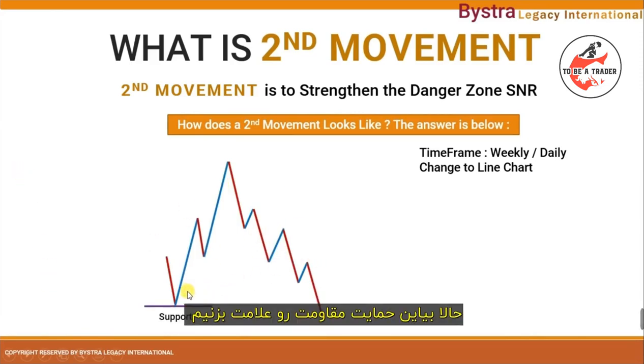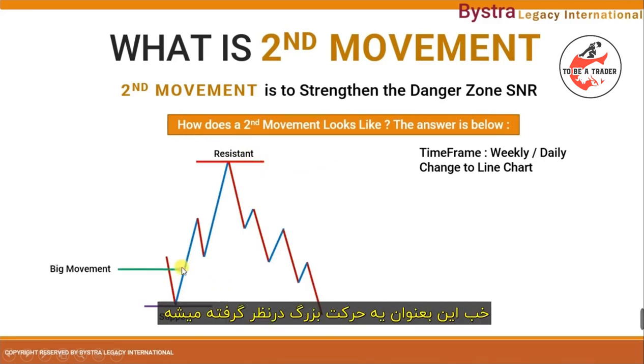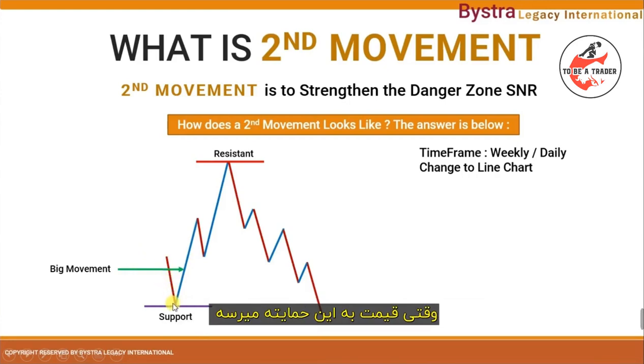So let's mark the support and the resistance. The bottom here will be a support, and the top here would be your resistance. This is considered a big movement: when the price touches this support and quickly reacts, going upwards quickly as well, then this is considered a big movement. This is also a big movement. This also can be considered a big movement. This also can be considered a big movement.